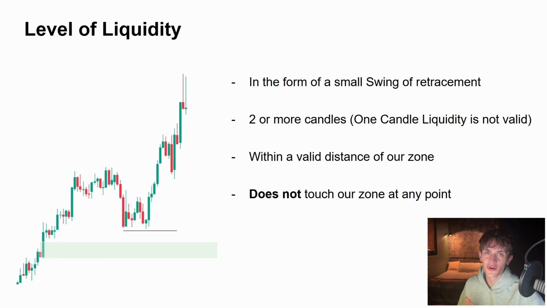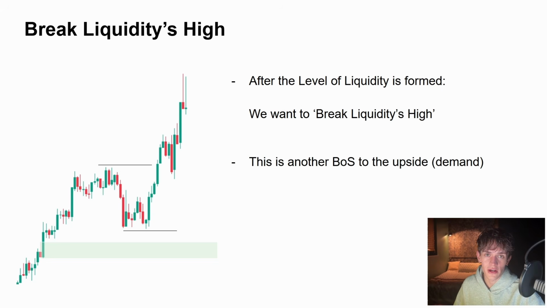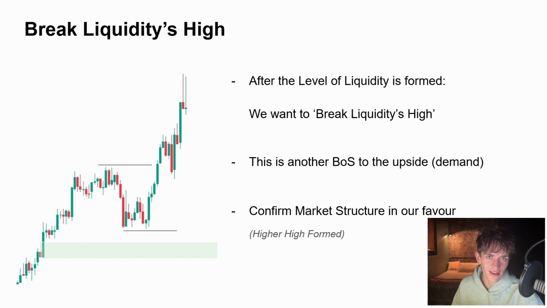After we form this level of liquidity, we want to see that liquidity's high broken. For a demand example, that is. As we can see here, it has actually already happened. If I mark it out, the swing high that formed liquidity is broken to the upside. This is going to be great to see because it is just going to be another break of structure to the upside. And this is just going to confirm market structure in our favor. We are making a higher high by breaking this high, which is a trait of an uptrend, as we just discussed.